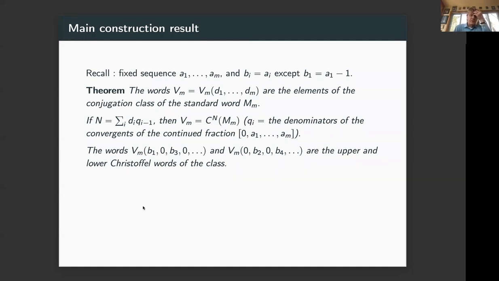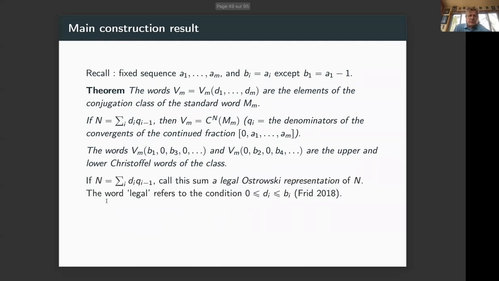Now, the lower and upper Christoffel words, you can obtain them by taking what we call alternating sequences. So the Bi's, B0, B3, and so on, and the other alternating gives the other Christoffel word in the class. Now, the equation N equals the sum is called a legal Ostrowski representation of N.